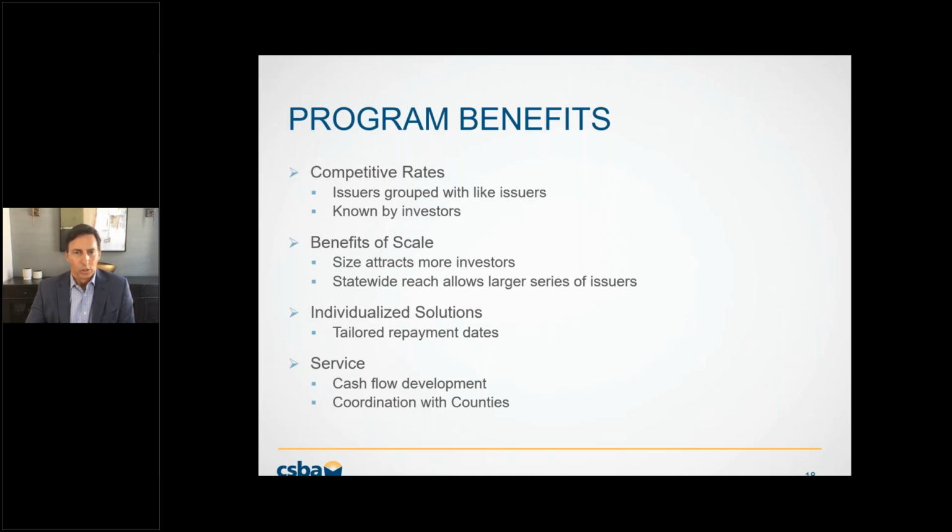So we handle all of that coordination with the county. I guess I would kind of close in saying, again, I encourage you to reach out if you have a cash flow problem or think you might have a cash flow problem. There's no cost to apply, and no obligation to issue once you take the resolution to the board.